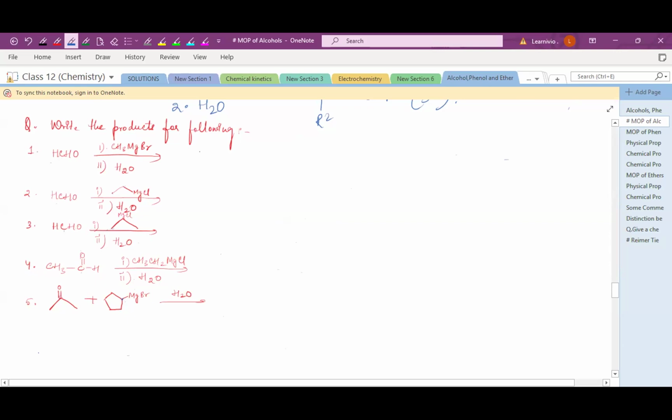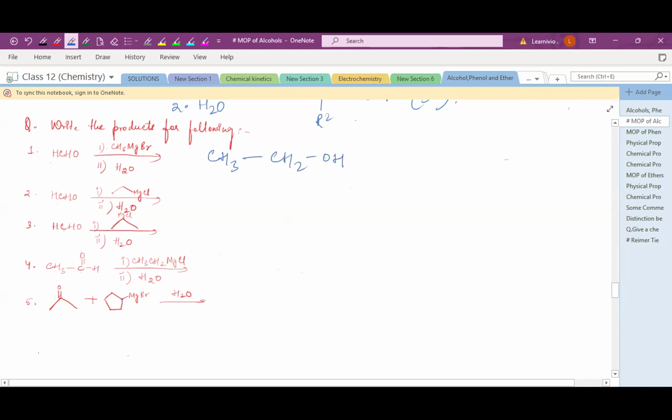Okay, so let's do the mechanism. First step. So basically, what will be the product in this case? The product will be CH3 and this CH2OH. This will be your product.